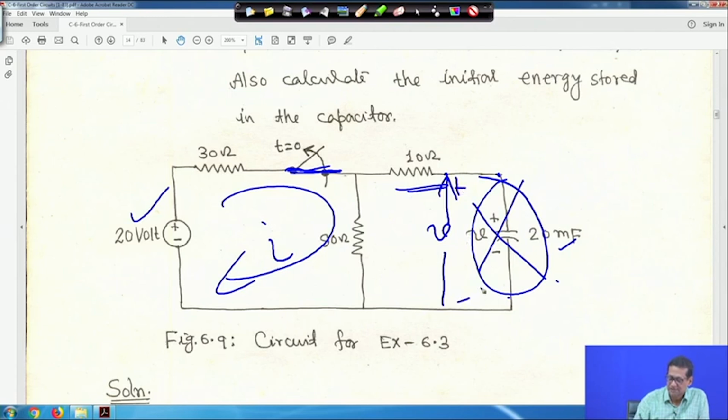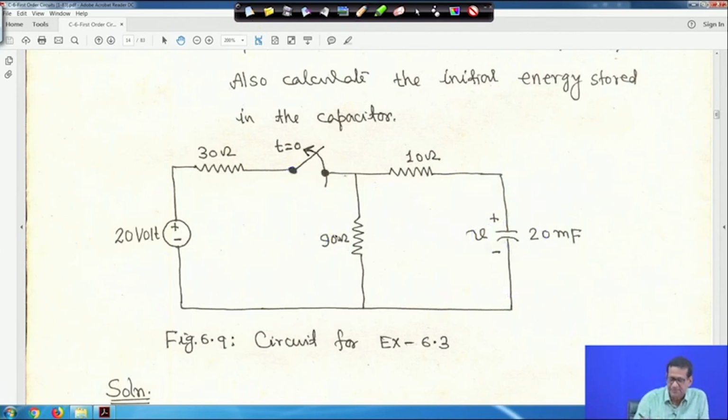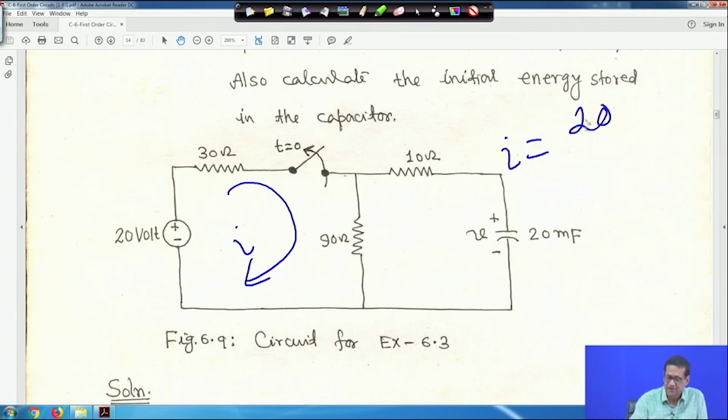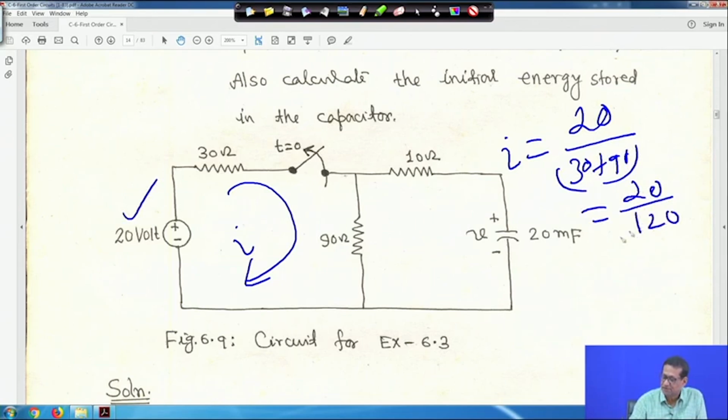So in that case, you find this 30 ohm and this 50, hold on, let me see, this is 90 ohm, right. So this is your I, this is 90 ohm. What is the current then? I will be equal to 20 divided by 30 plus 90, right. So it is 20 volt, so 20 divided by 120, that is 1 upon 6 ampere, that is the current I.